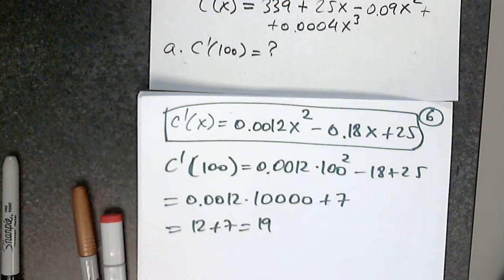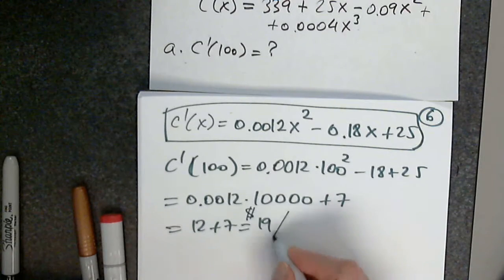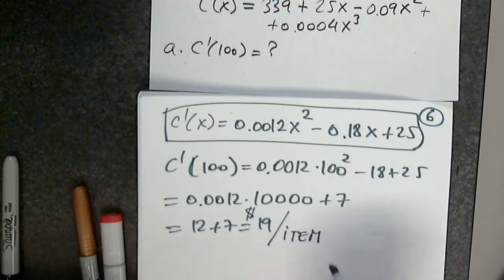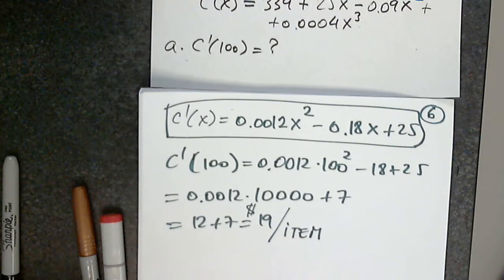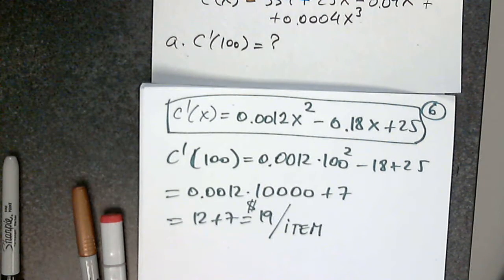So let's read this again. The cost function for production of a commodity is, find and interpret C prime of 100. Dollars per? It's a commodity, so whatever item. Yeah, good. Now the interpretation.